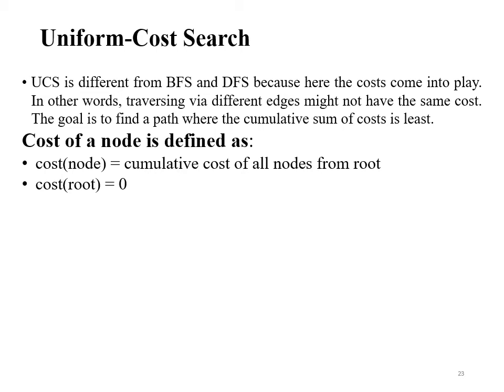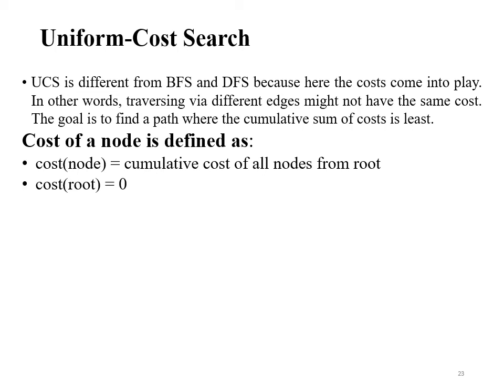And the last search is uniform cost search. Uniform cost search is different from breadth first search and depth first search because here the cost comes into play. Here with every edge we have to associate some cost. In other words, traversing different edges might not have the same cost.